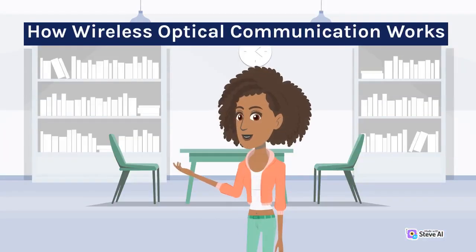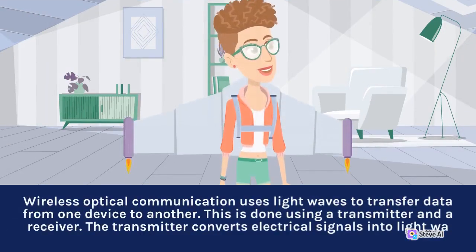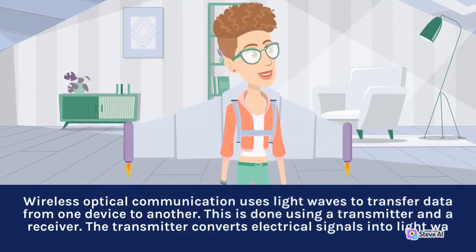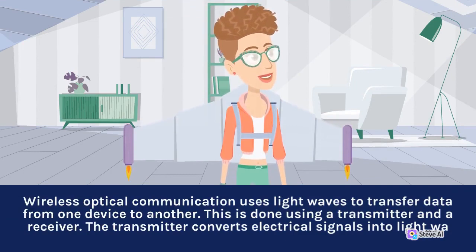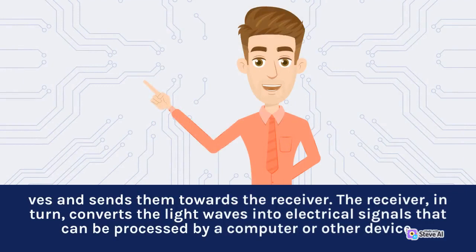How wireless optical communication works. Wireless optical communication uses light waves to transfer data from one device to another. This is done using a transmitter and a receiver. The transmitter converts electrical signals into light waves and sends them towards the receiver. The receiver, in turn, converts the light waves into electrical signals that can be processed by a computer or other device.